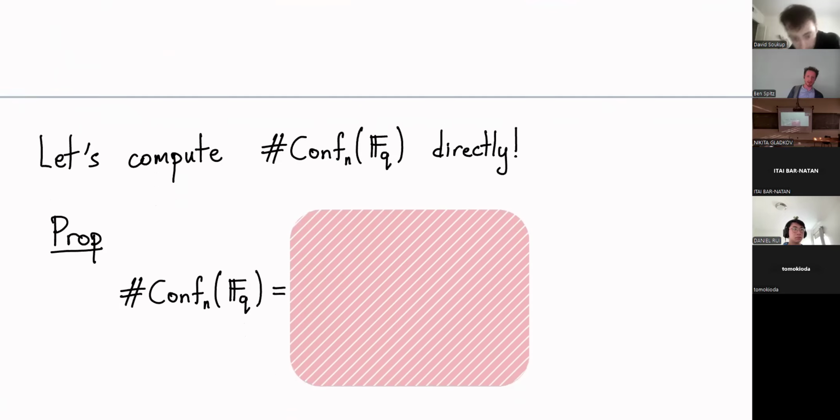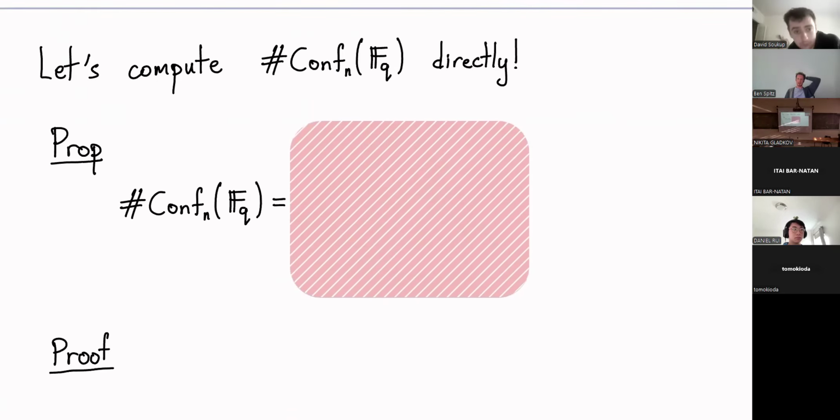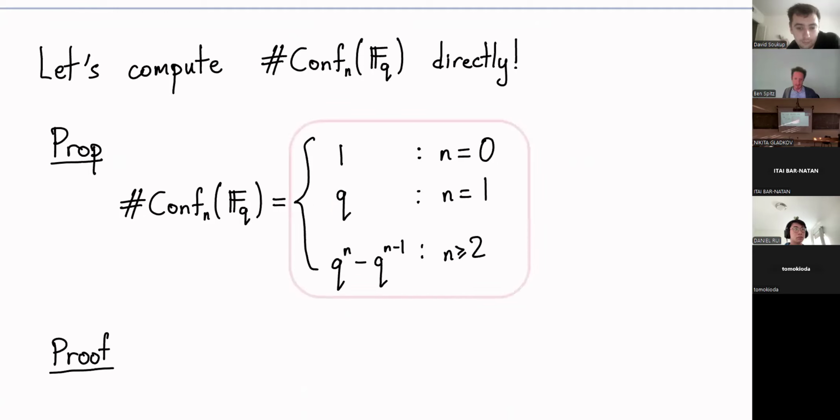So now we're just going to compute all of the point counts directly. For any finite field F_q, we're going to figure out exactly how many points this variety has over that finite field F_q. How many solutions are there? And the claim is this. It's going to be given by this formula. If n is 0, I'm thinking about degree 0 monic polynomials. That's called the number 1. And there's one of those.